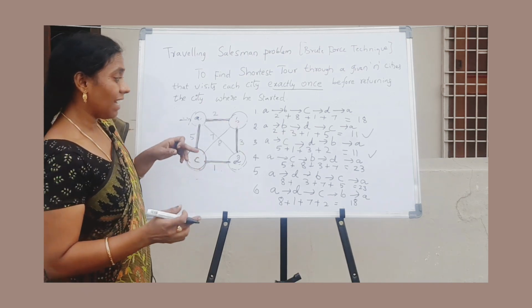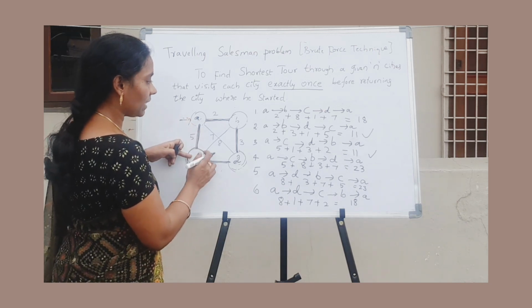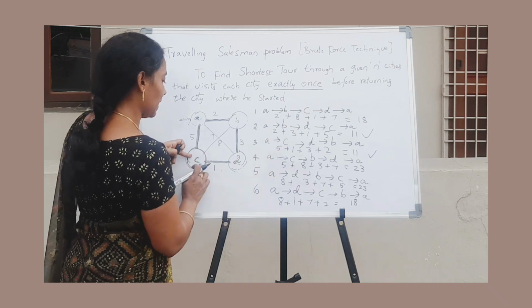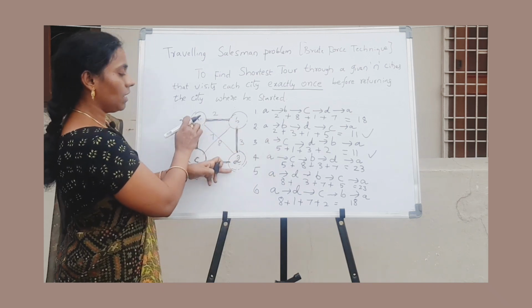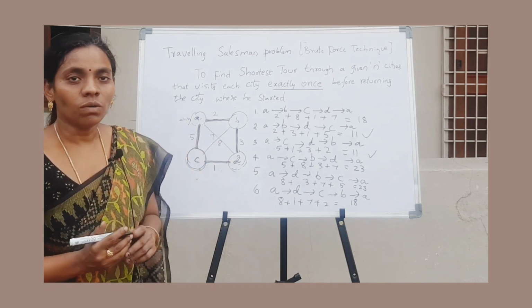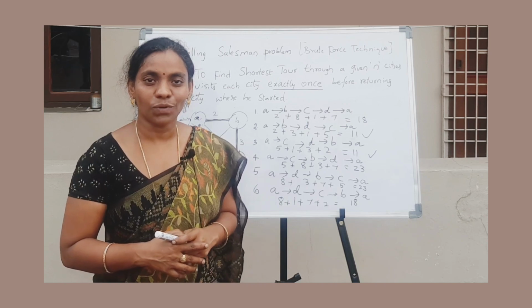And what is the second alternative we have? From A to C, and from C to D, and from D to B, and from B to A. So this is a solution for the traveling salesman problem when we solve using the brute force technique.